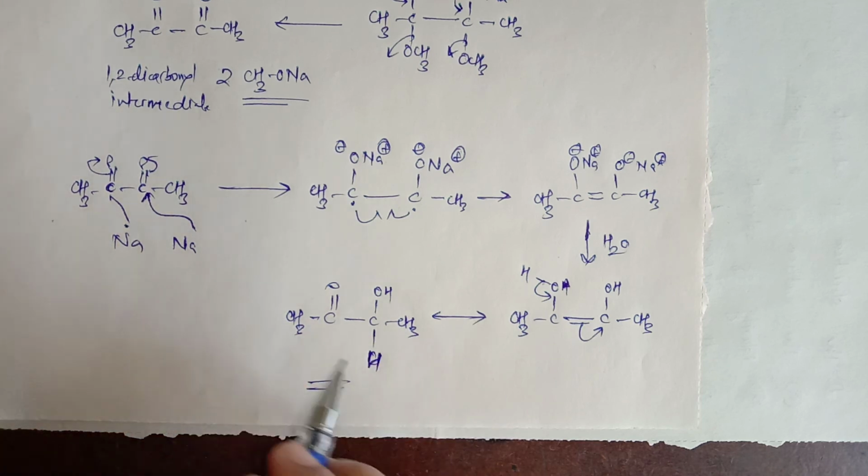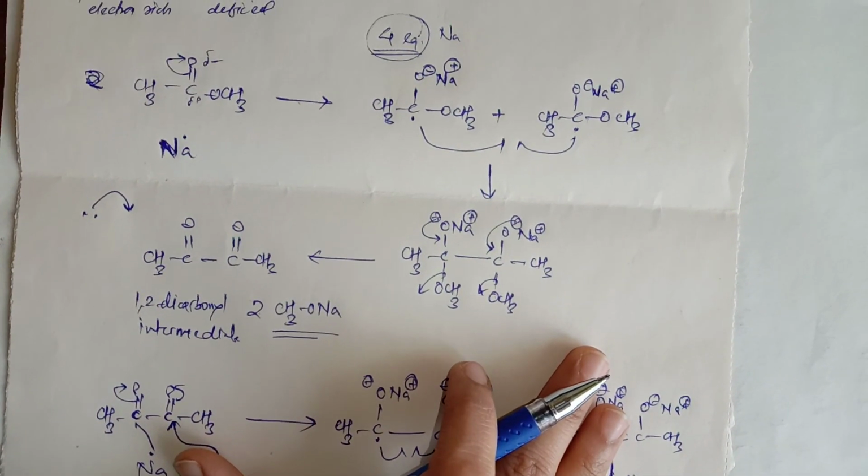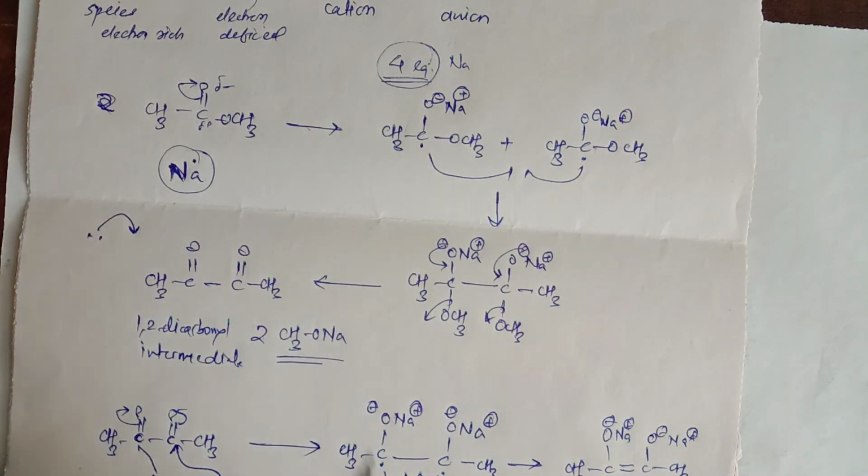This type of reaction takes place by the SET mechanism, the single electron transfer mechanism, by an alkali metal. What we are using is sodium metal. So this is a simple SET mechanism. I hope you are clear about this. Thank you.